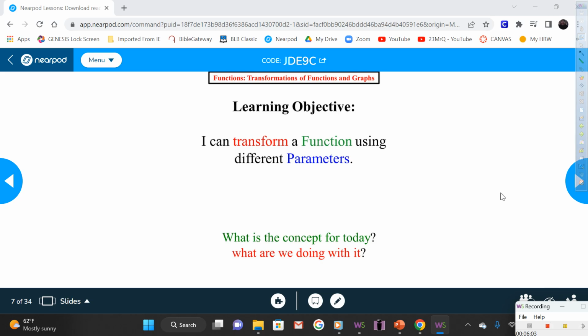Here we go. Our objective for today: I can transform a function using different parameters. So tell your neighbor the concept that we're still on, please, and tell them the definition. By now you should be experts at the definition, yes?